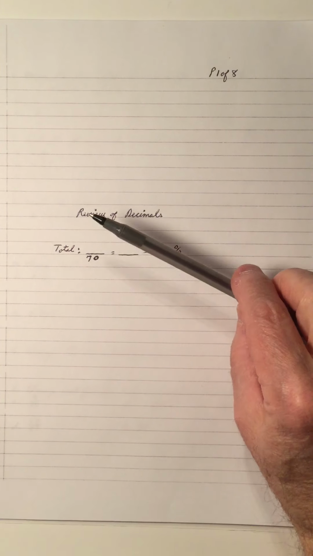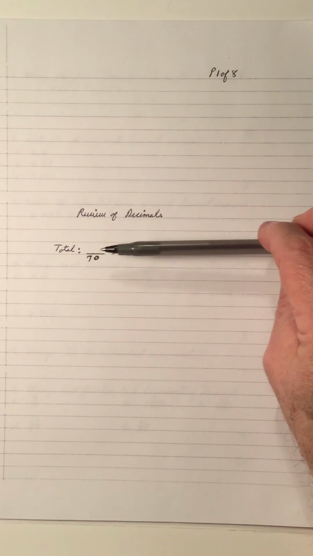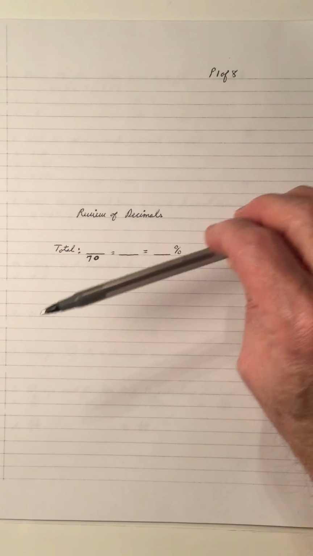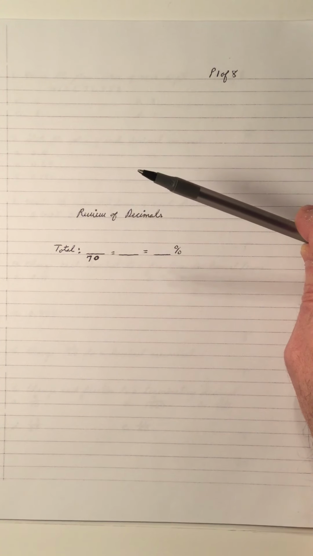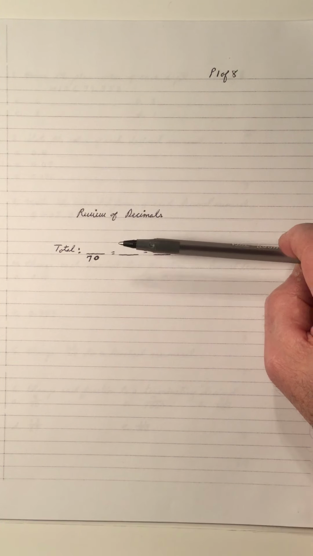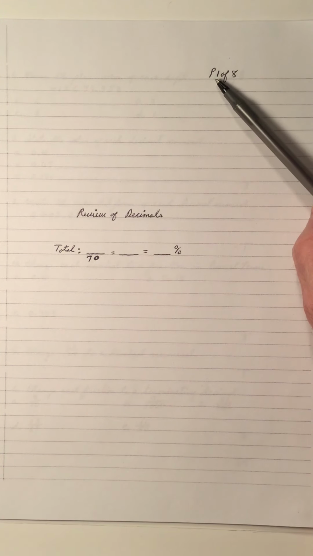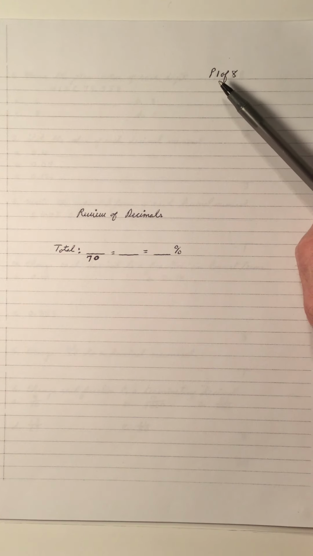You notice that I have a total. What you can do is work out the review as a quiz or an assignment and score it yourself to see how well you're doing with the decimals. Notice I have page 1 of 8 here, so that means I have 8 pages to go through.